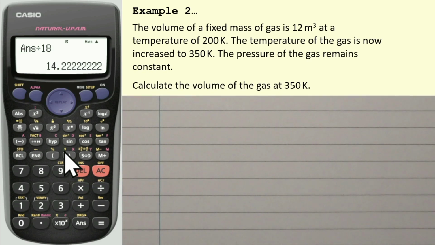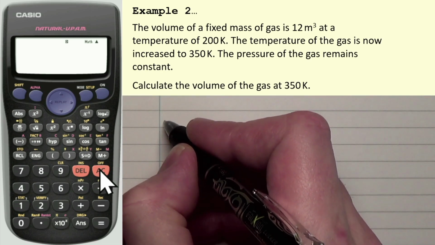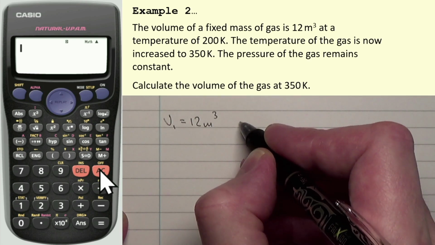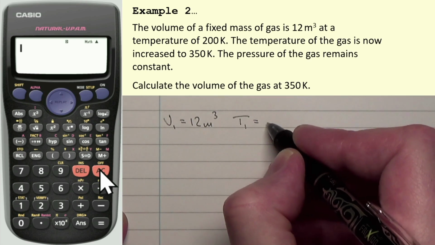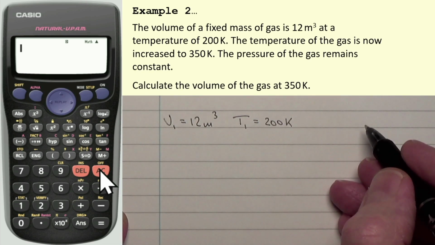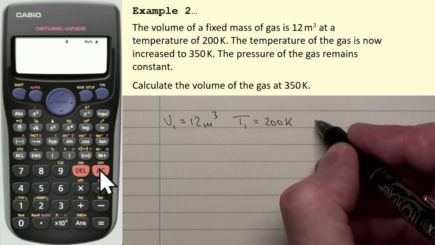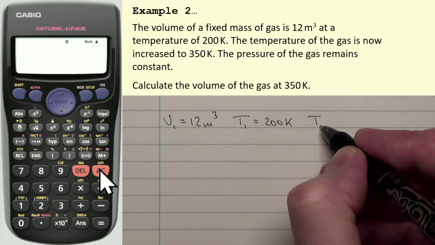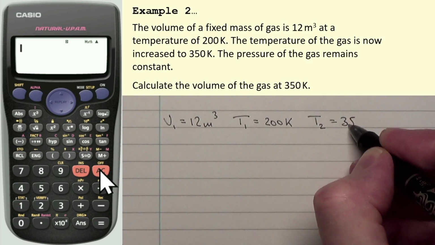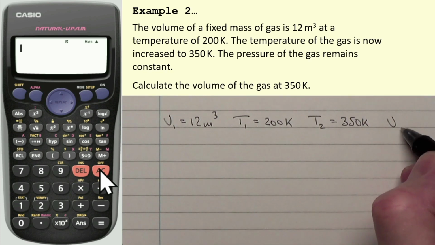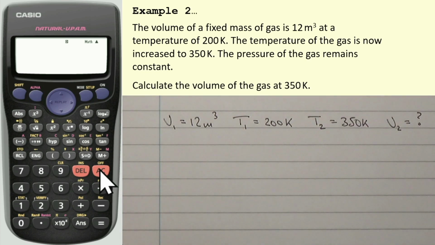Again, don't worry if you haven't met this equation as yet. It's really just the mathematics behind this cross multiplication. That's what we're interested in. So I'll write down the values that I know. I know that the initial volume, call that V1, is 12 meters cubed. I know that's occurring at an initial temperature, T1, of 200 Kelvin. And this equation only works when temperature's converted to Kelvin. But if you haven't learned that yet, you will eventually. The second temperature, T2, is 350 Kelvin. And we're trying to find the volume at this second temperature. So V2 is equal to, don't know.